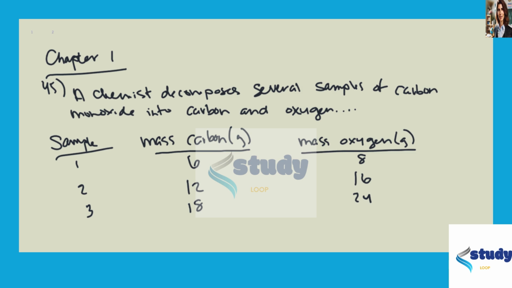Problem 45 gives two examples of a chemist decomposing either carbon monoxide or hydrogen peroxide and gives the results of those decomposition reactions and then asks you to determine if there are any patterns in these results and what they might tell you.